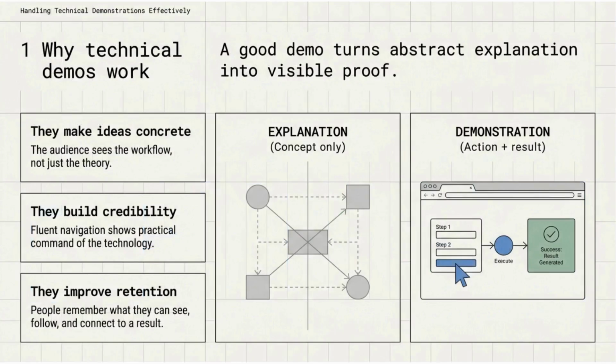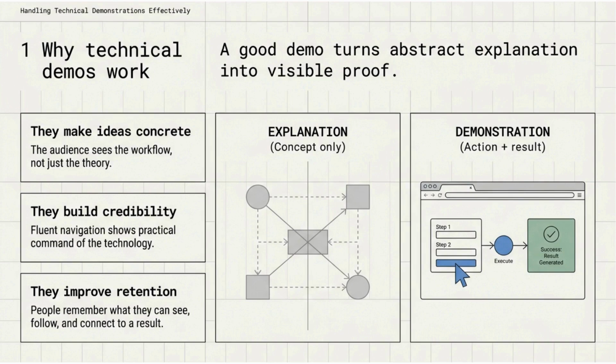Technical demonstrations are effective because they make abstract ideas visible. If you are explaining how a machine learning model processes data, the audience may understand the words. But the concept becomes much clearer when they see data enter the system and an output appear. The same idea applies to a DBA showing a query tuning improvement, a developer walking through an API call, or a cloud engineer demonstrating a deployment pipeline.